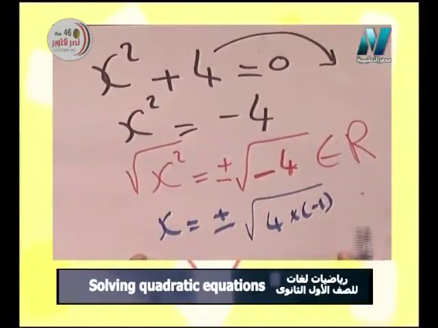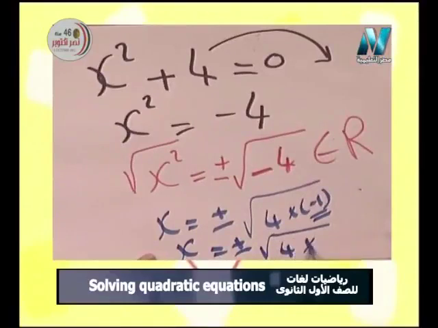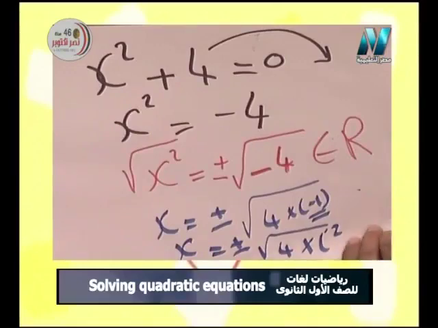Mathematicians said that we can replace negative 1 with something else. We call it an imaginary number. X here equals positive or negative square root of 4 multiplied by i power 2. I power 2 here means imaginary number. And by this way we can find x.